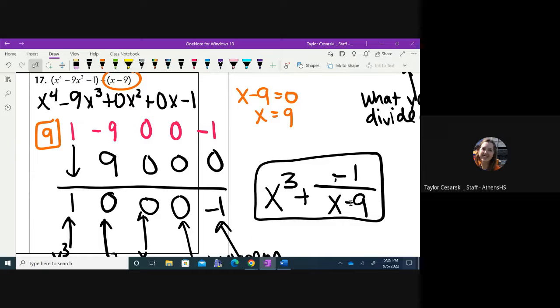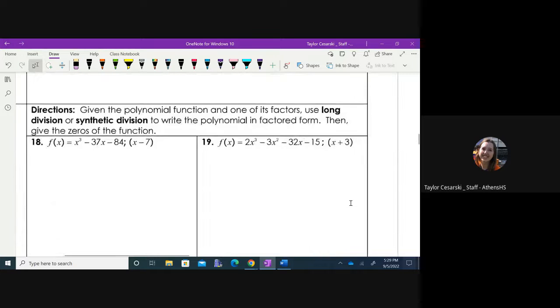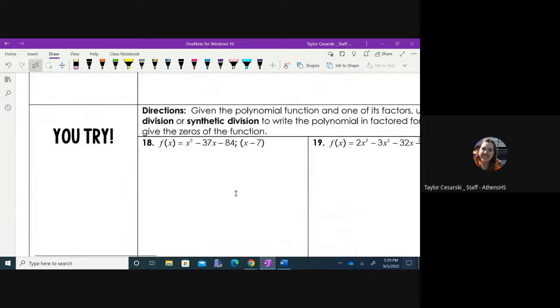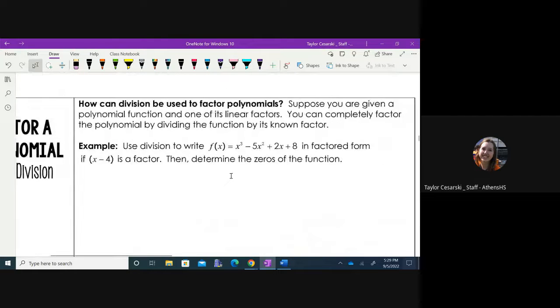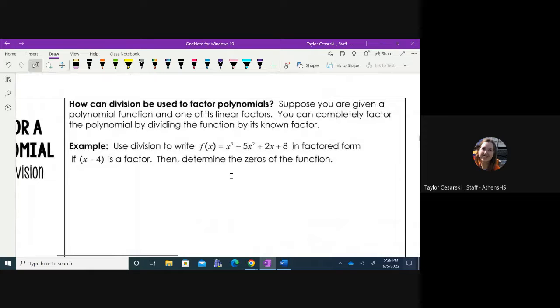All right, so now we're going to do one or two examples where we kind of put this all together with some factoring and some division and all of that. So we're going to do two examples. We're going to do this first one up here and number 18. It says use division to write f of x in factored form if we know x is a factor. So if we know something is a factor, there should be no remainder. So for example, 4 is a factor of 20. So if I do 20 divided by 4, that's 5, no remainder. So if I tell you it's a factor, you should know that there should be no remainder. If you get a remainder, you did it wrong.